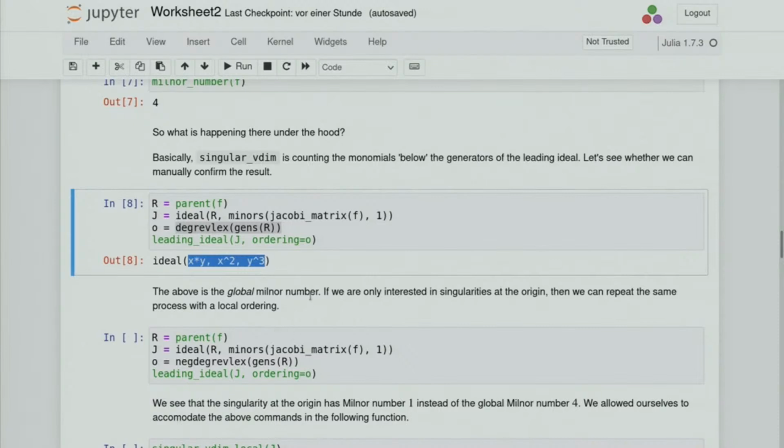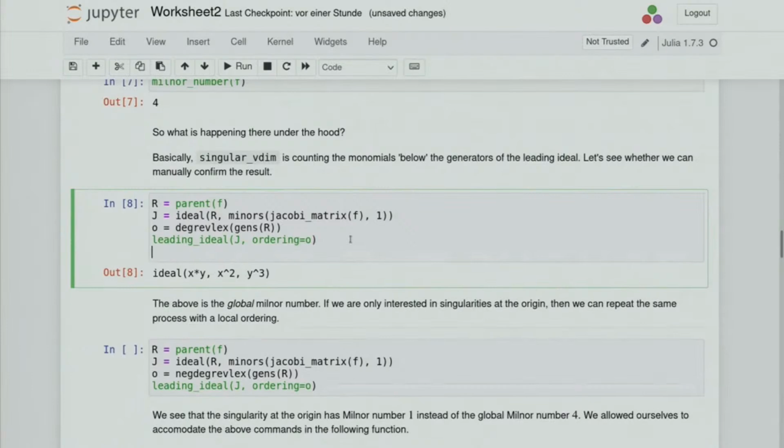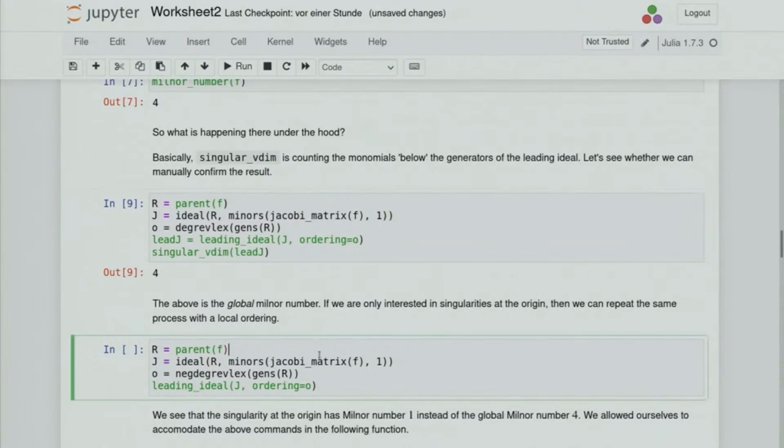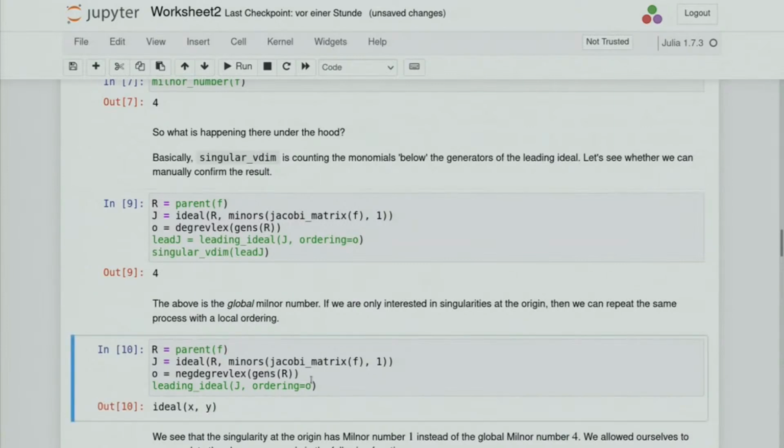And in particular, we should be able to, let's give this a name, lead J, and then we can ask for this dimension 4, and we can repeat the same thing with a local ordering. Local, yeah, and then you see the leading ideal is quite different.